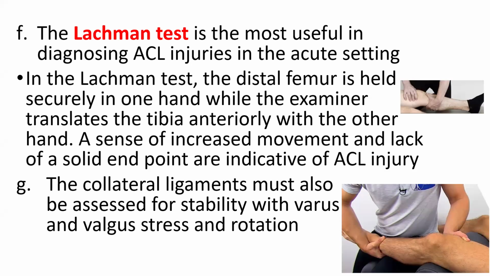So, in the Lachman test, the distal femur is held securely in one hand, while the examiner translates the tibia anteriorly with the other hand. A sense of increased movement and lack of a solid endpoint, lack of the tibia holding well with respect to the femur, are indicative of ACL injury. The collateral ligaments must also be assessed for stability with varus and valgus stress and rotation.